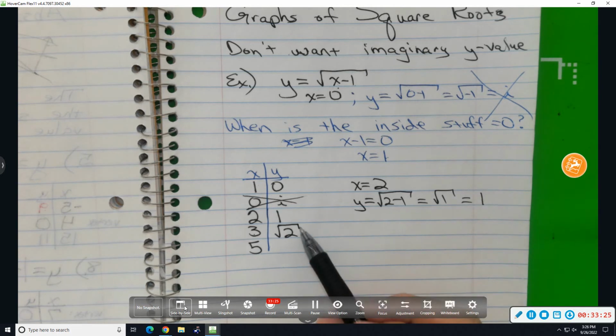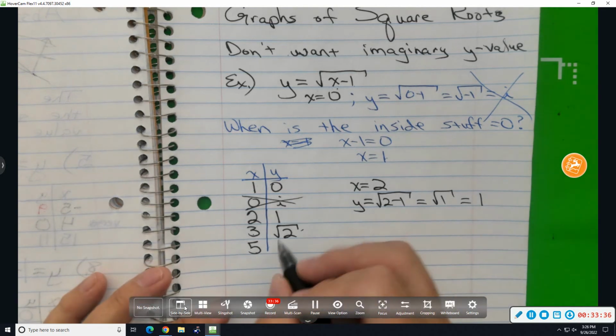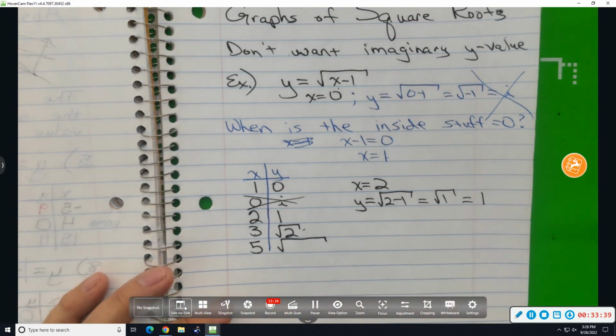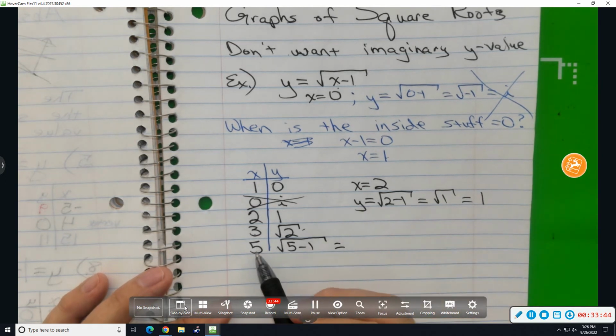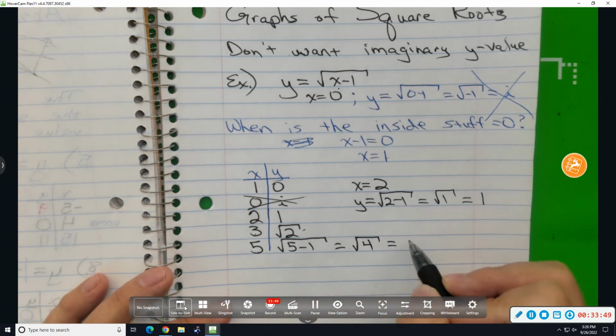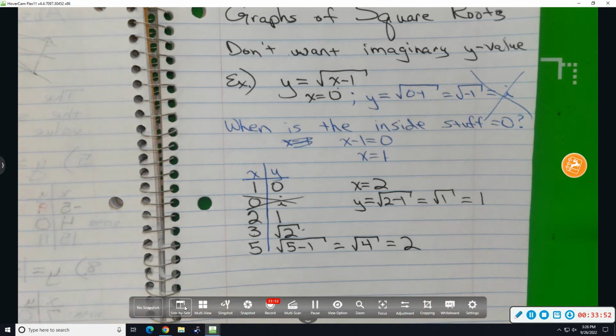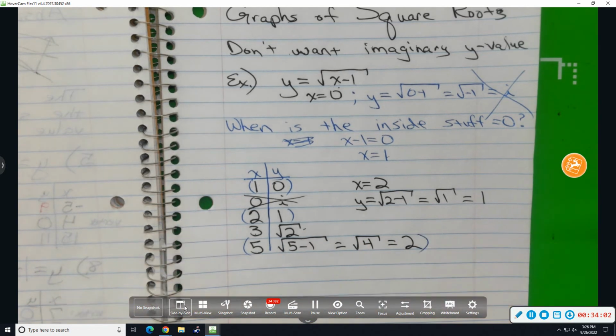I'm not even going to label this point. I'm going to use the points that give us perfect squares. What are we going to get when we plug in 5? Oh, wait a minute, I think it's the square root of 4, isn't it? I skipped over 4 and went straight to 5 to get a perfect square. The square root of 4 is? So we have, I think we can get a good picture with these 3 ordered pairs: 1, 0; 2, 1; and 5, 2.